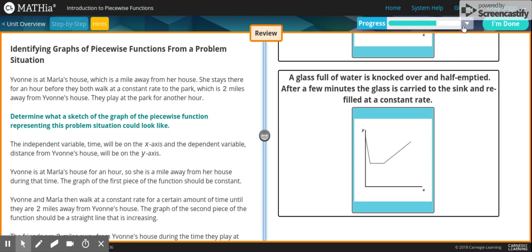So I hope this helped you get through 2 out of your 3 problems in Introduction to Piecewise Functions.